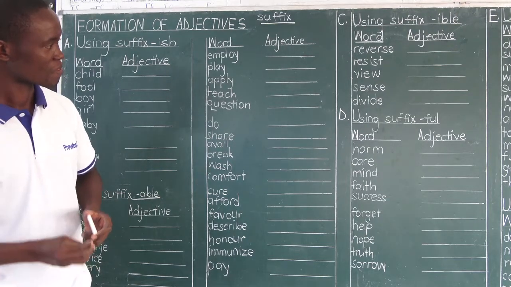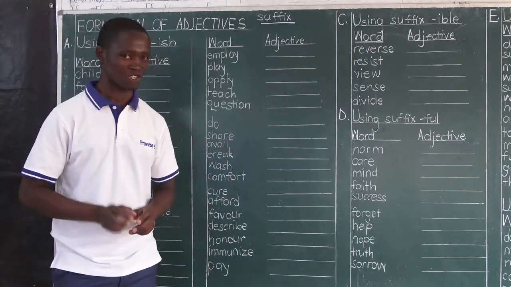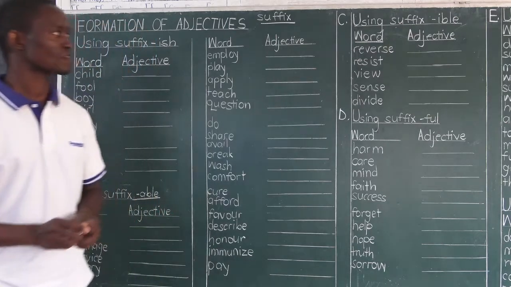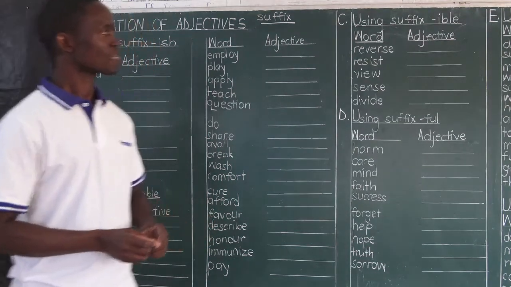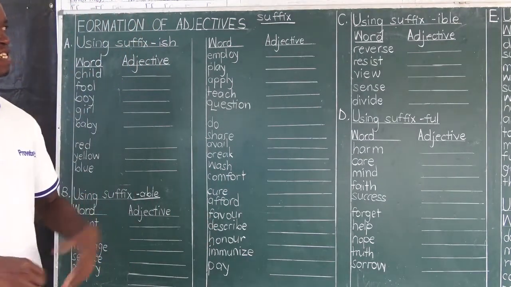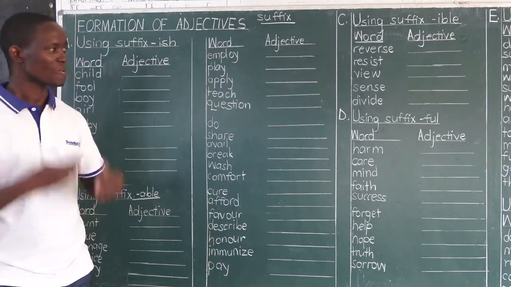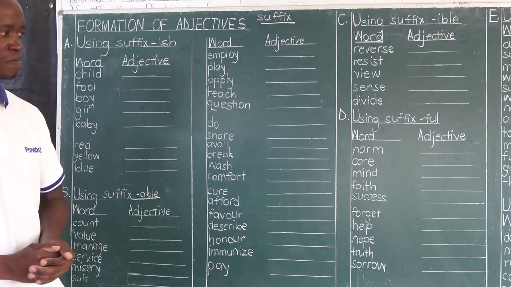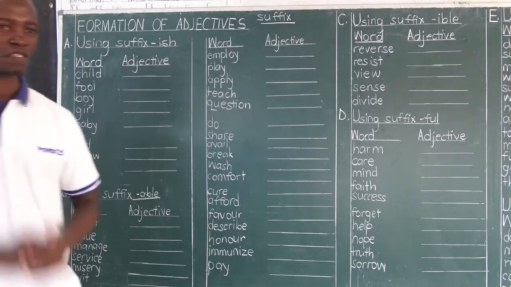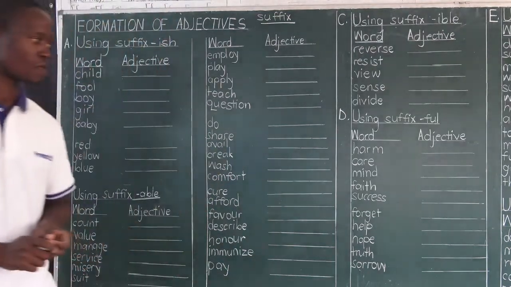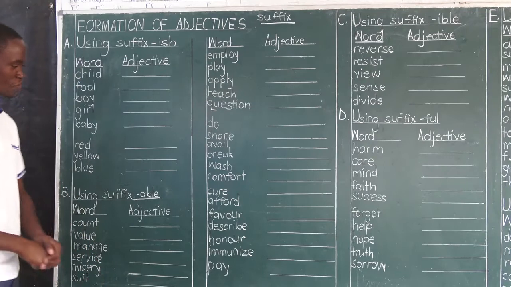We can also form adjectives using suffix F, U, L, single L. Yes, never make that mistake of writing double L. We have others that are formed by adding just Y. Just add Y to the word given, and you form an adjective. And lastly, in today's lesson, we shall look at how to form adjectives using suffix OUS. We have adjectives that end in OUS. Today, we are going to look at their formation.